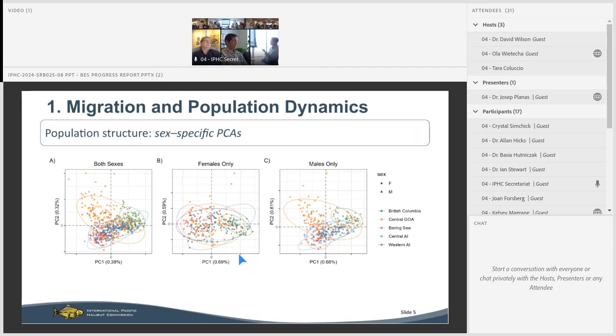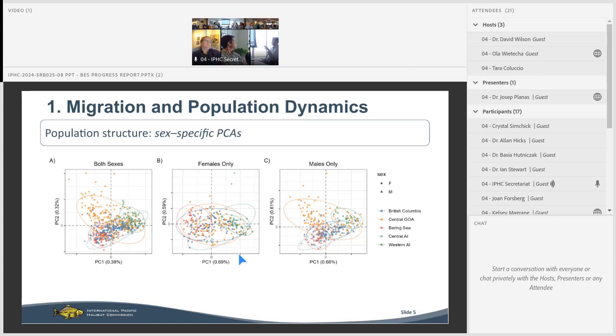Okay, so moving to the right, we have the female only PCA. And you'll notice here again that we're not actually forming any distinct clusters of individuals with this analysis. Then moving one further to the right, we have the male only PCA. And again, we're not detecting any distinct groups with this analysis, and specifically groups that might relate to spatial structure.